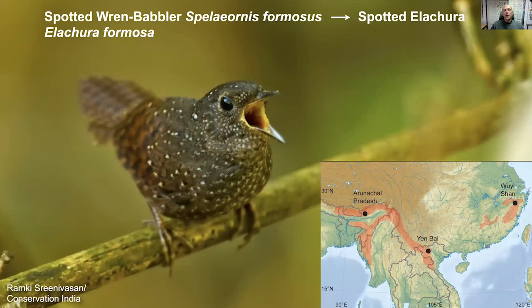The spotted wren babbler has actually done quite a big leap in the tree of life. It's distributed in mountainous areas across Southeast Southern Asia. And it's got a really, really weird song. I don't know any other bird that sings similar to this.